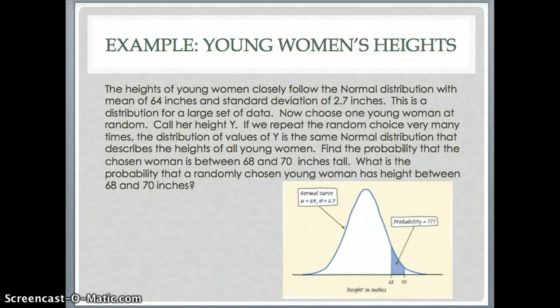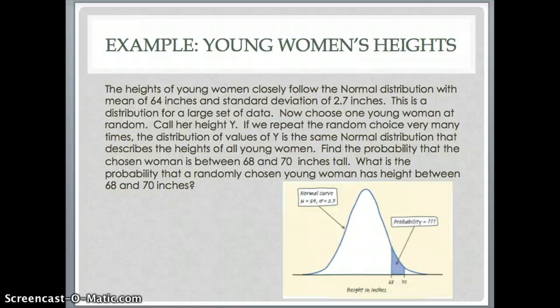Now we choose one young woman at random. Call her height y. If we repeat the random choice very many times, the distribution of values of y is the same normal distribution that describes the heights of all young women. Find the probability that the chosen woman is between 68 and 70 inches tall.